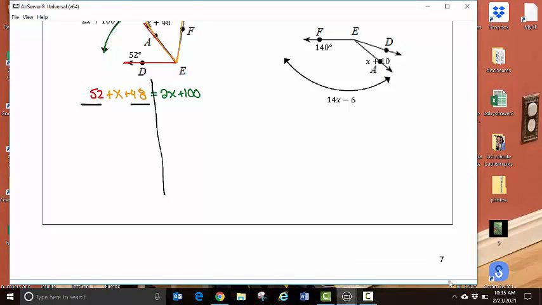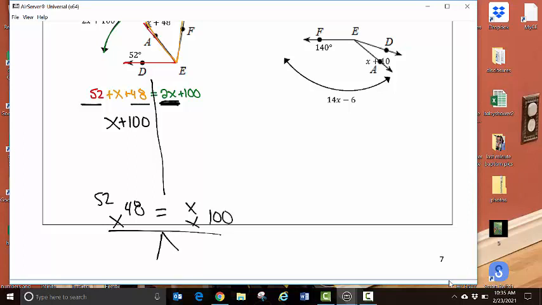$52 plus 48 is 100. So we have x plus 100. You can't combine these two because they're on opposite sides. We have an x over here, 52, 48, and on this side we have two x's and 100. You can't combine them, okay? And then this side you have 2x plus 100.